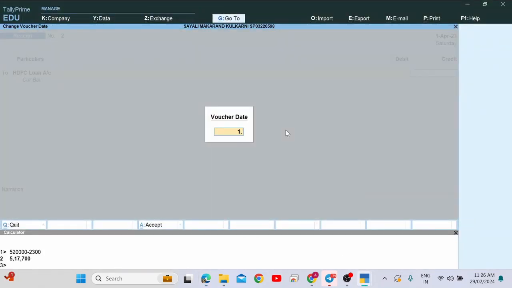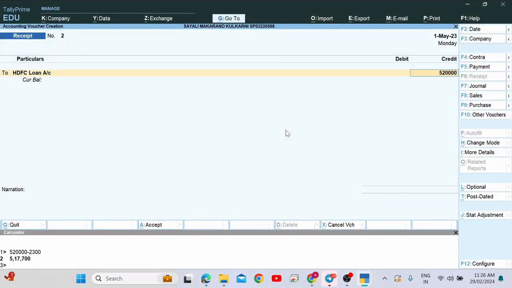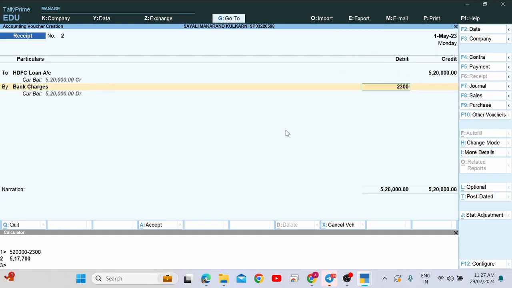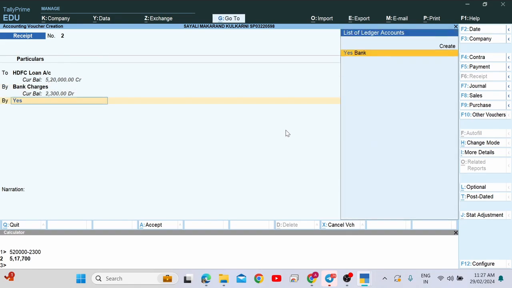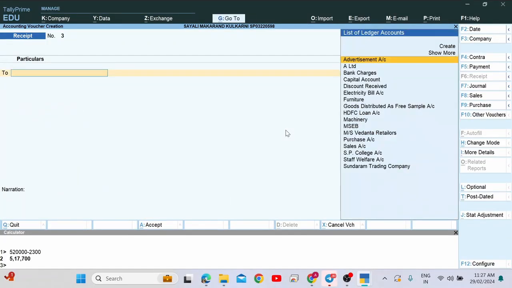1/5, therefore 1/5, and then receipt voucher amounted to rupees 5,20,000, let's say 5 lakhs, and then bank charges 2,300, and then bank 5,70,000. Now it will accept, and accepted.